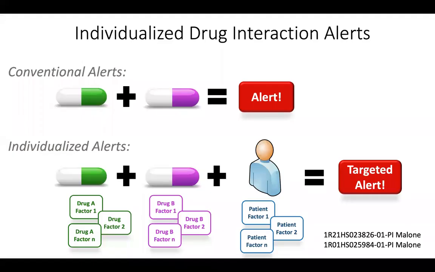Most of you are quite well aware of how drug interaction warnings are currently triggered. It's a conventional alert looking in the patient's medication profile for a medication that might interact, and therefore the additional medication results in a warning being fired. What we're trying to do with our individualized drug interaction alerts is contextualize that information, taking into account both the drug factors and patient factors, and sending warnings when it's appropriate, but also trying to limit the warnings if we can.